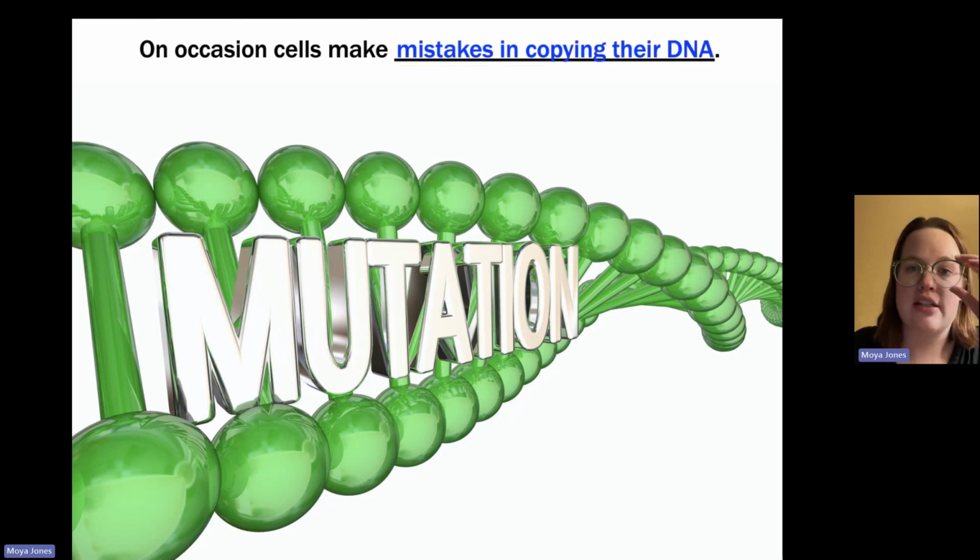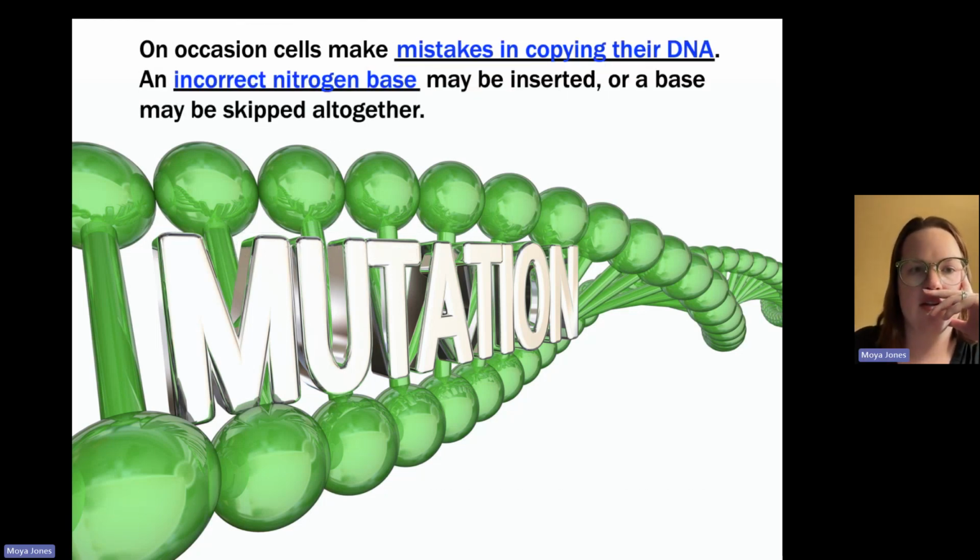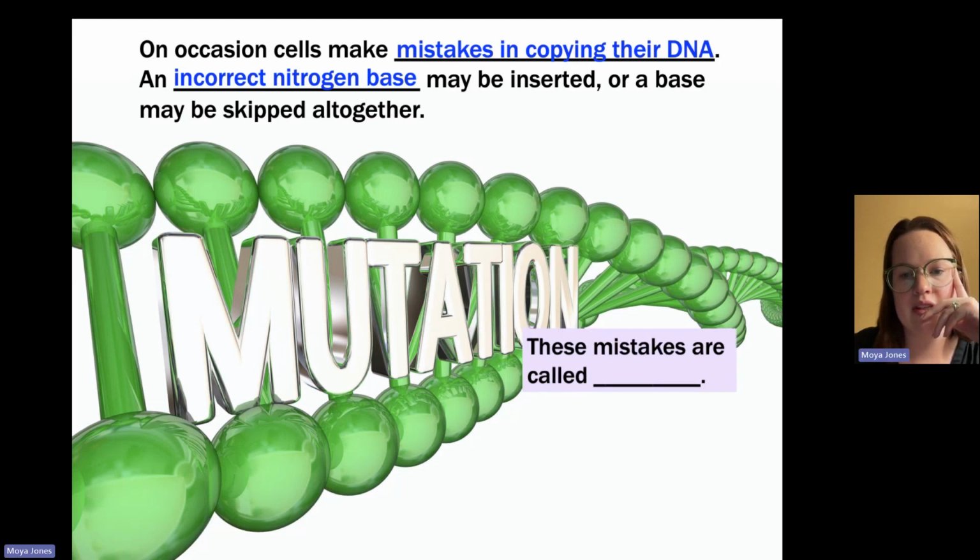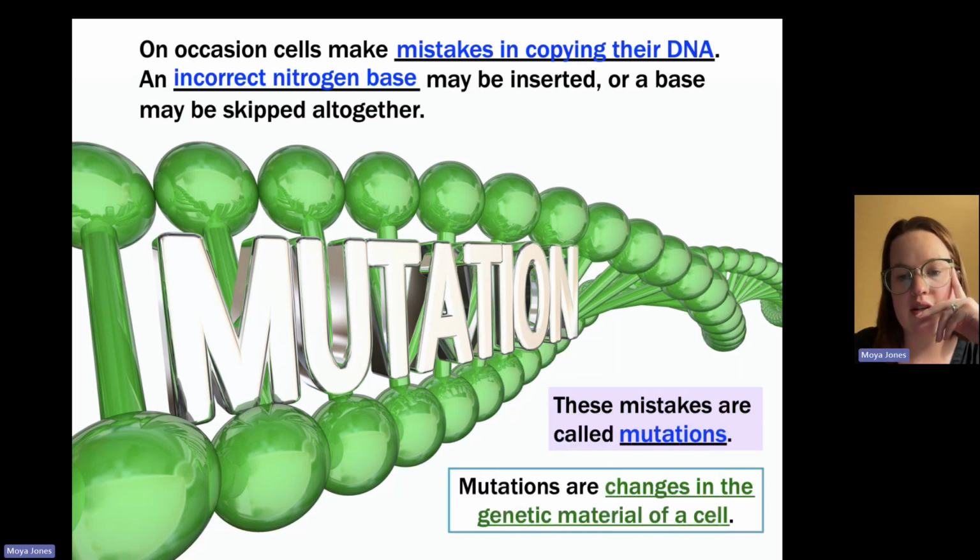So on occasion, cells make mistakes in copying their DNA. An incorrect nitrogen base can be inserted, or a base can be skipped altogether. These mistakes are called mutations. Mutations are changes in the genetic material of the cell.